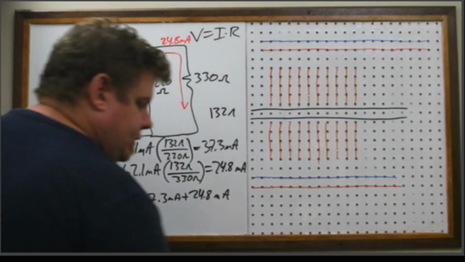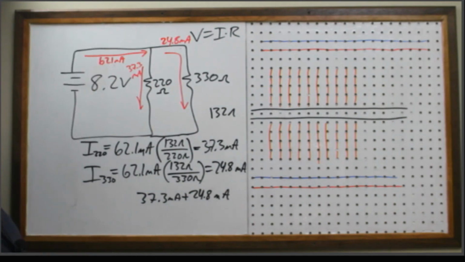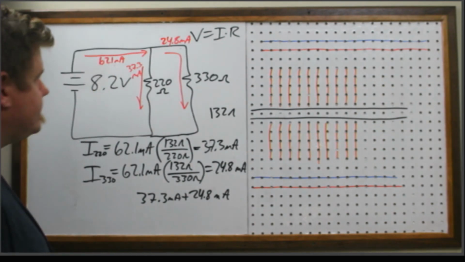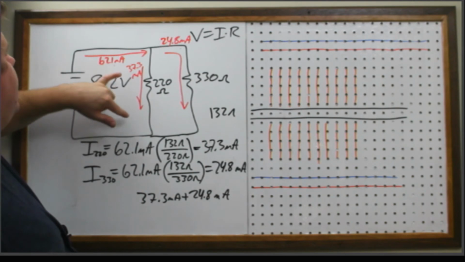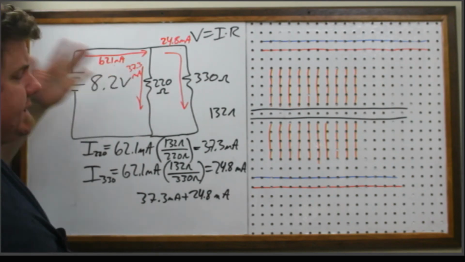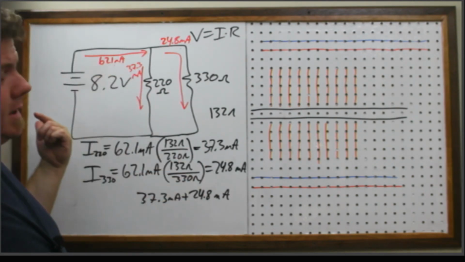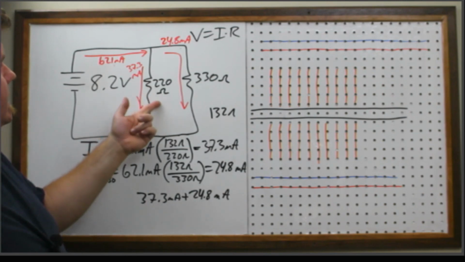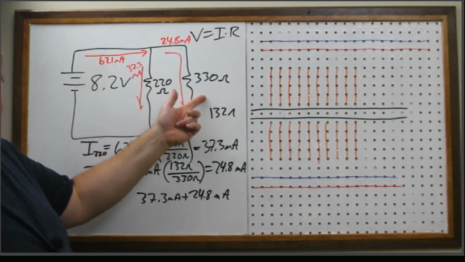Now, the trick question here is, well, what do we do about the voltage drops? Well, the trick question is that there is no calculation for this because they're all in parallel with the battery. So the voltage of this is 8.2. The voltage of this is 8.2.